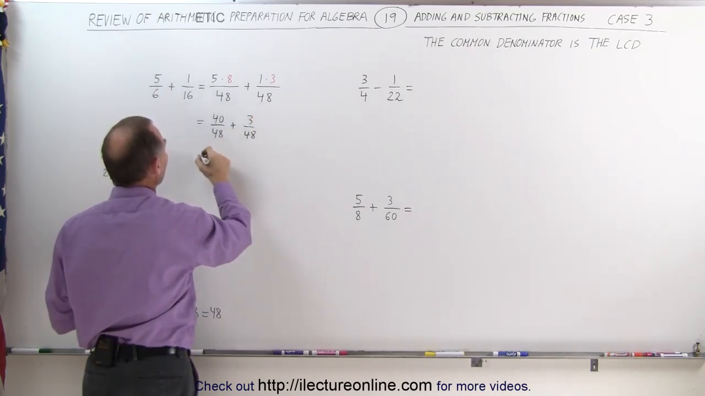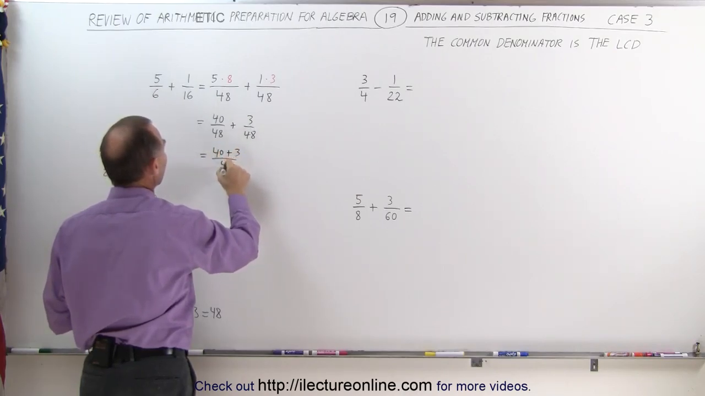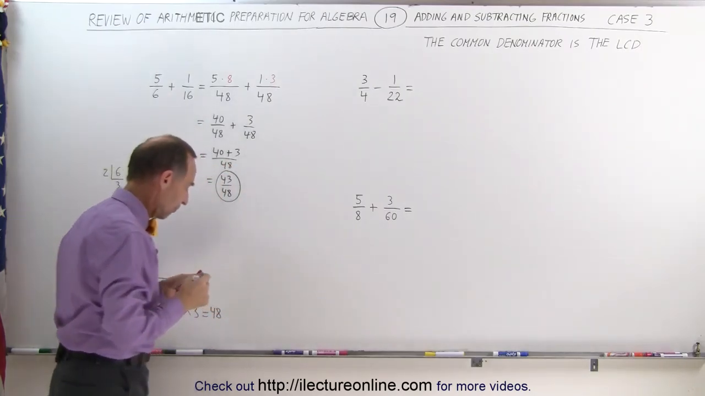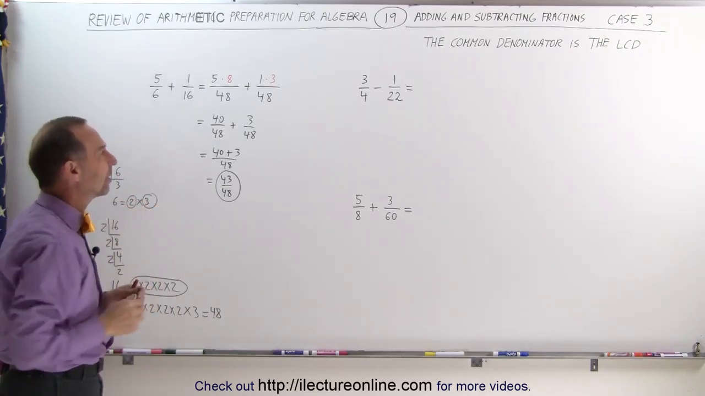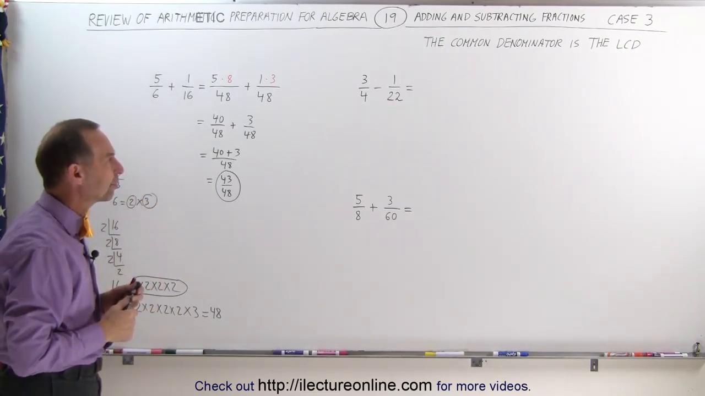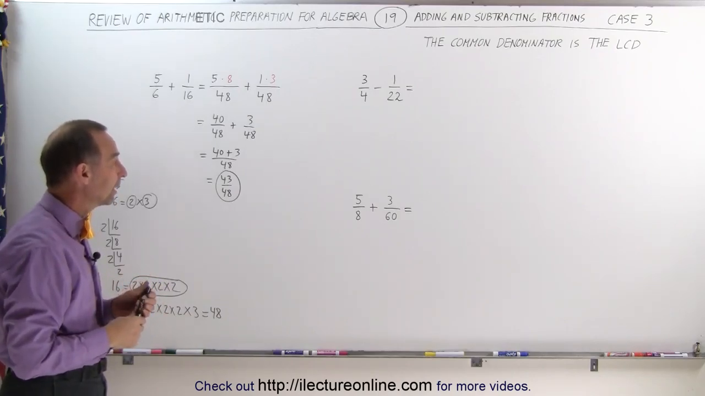Now I can simplify this. This becomes 5 times 8, which is 40, divided by 48, plus 3 divided by 48. And now since I have the same denominator, I can simply add the numerators, 40 plus 3 over 48, which means I get 43 over 48, which is the sum of these two fractions.